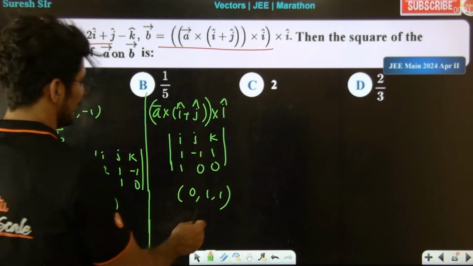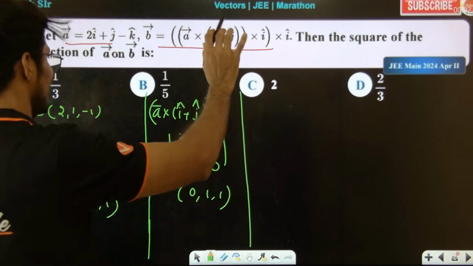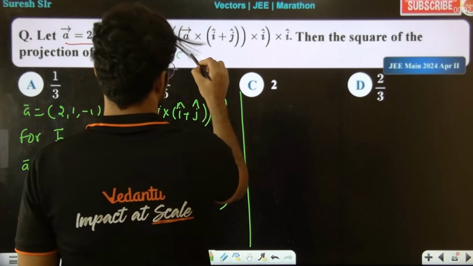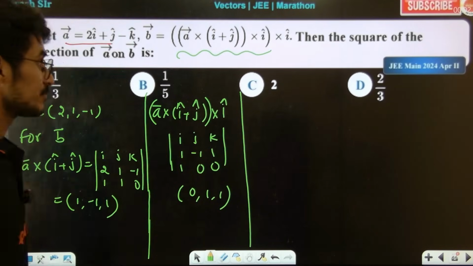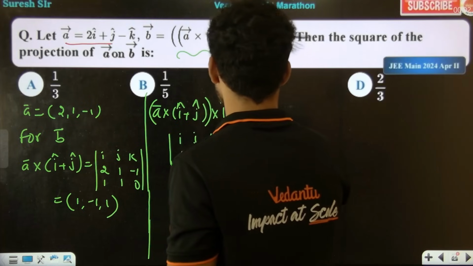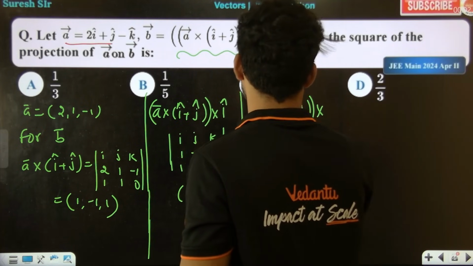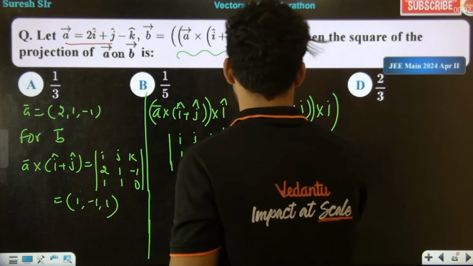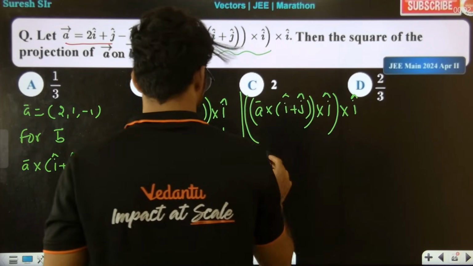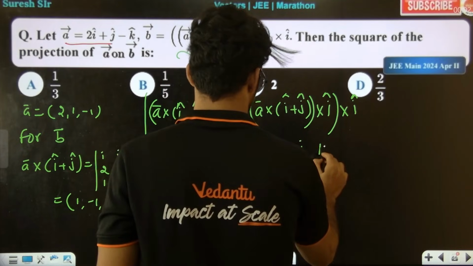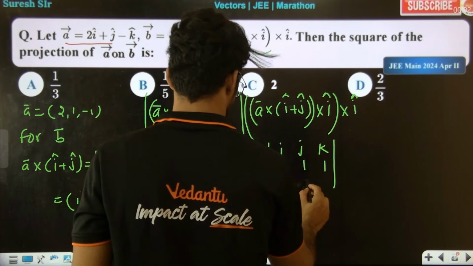So one last time, either cross I again. Check. Either cross I. Yes or no? The entire bracket I got, this entire bracket, you will answer with cross product. Okay, so (A cross (I plus J)) cross I. Close this, cross I. Simple. So tell me, firstly I, J, K, answer 0 1 1 and the I component, so 1 0 0.